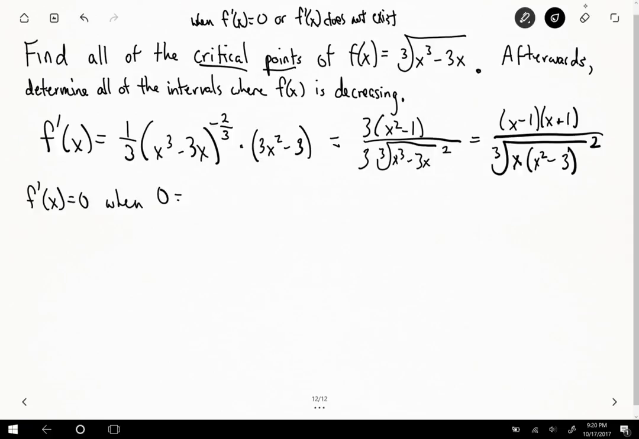That would be when the numerator equals 0. So you get when 0 equals (x minus 1)(x plus 1). Notice that is x equals 1 and negative 1. Okay? Now, f prime of x does not exist.